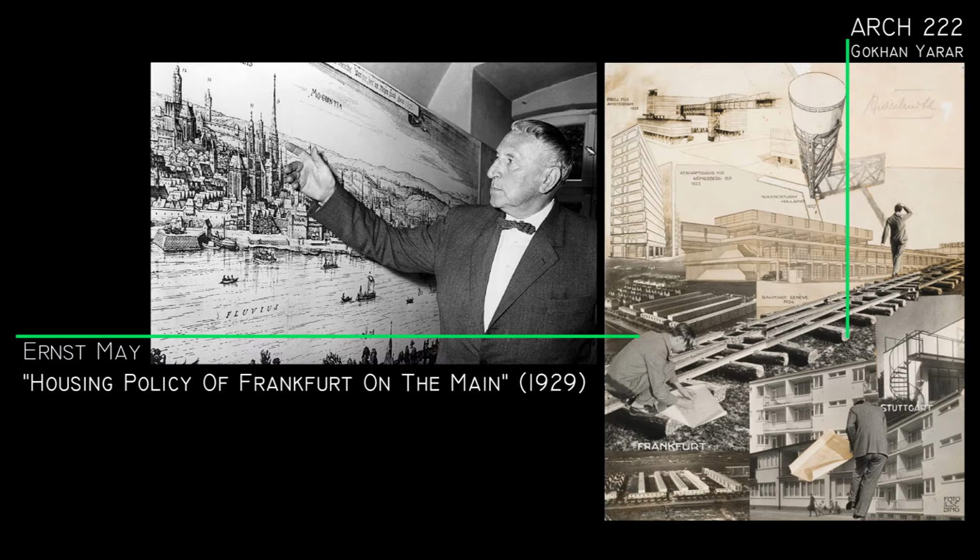Ernst May designed an impressive city plan in Frankfurt after the First World War. He was one of the avant-garde of modern architecture. His success depends on his approaches, design applications, techniques, and implementation of city planning experience. I'm going to talk about Ernst May's housing policy of Frankfurt on the Main, 1929.